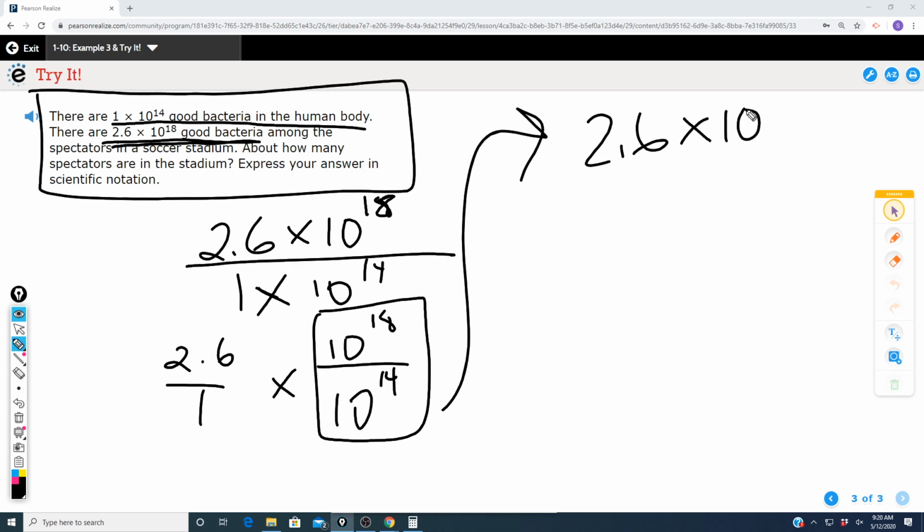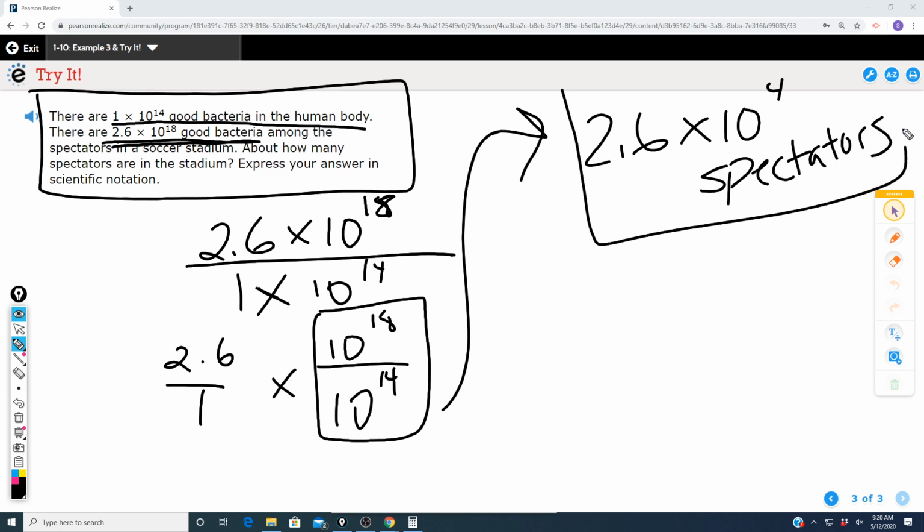So 18 minus 14 is simply 4. So about how many spectators are in the stadium? A weird way to say it, but about 2.6 times 10 to the 4th spectators. How they get bacteria and spectators to do that, I have no clue.